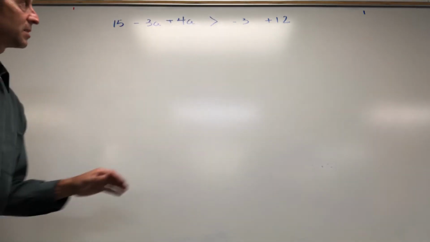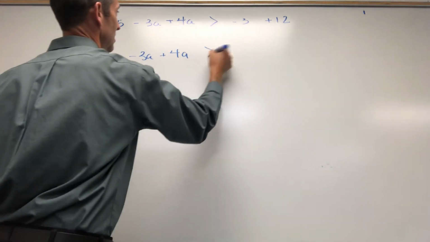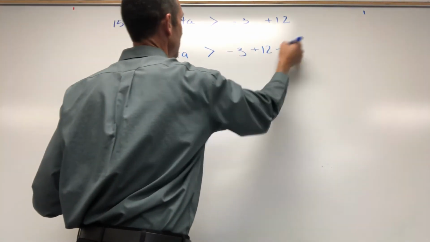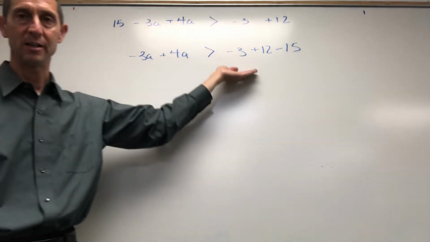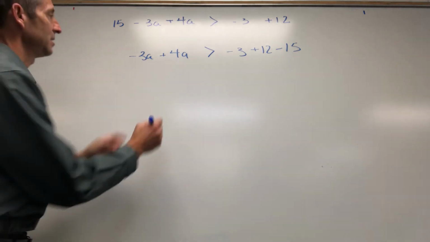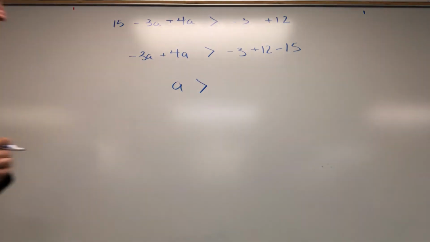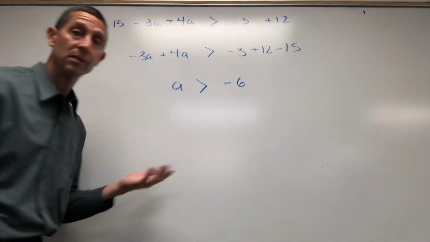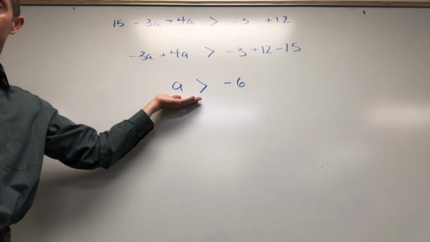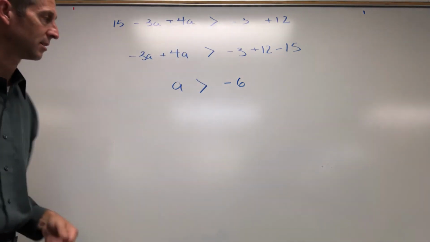Okay, so I got it back up top. I've got my a's together. Let's get that 15 over here. So I did good. I've got my like terms, a's on this side, numbers on that side. The a's turn out, oh, that's nice. That's just a. What is that going to turn out to be? Negative 6. And then there, I'm done. I've got my inequality, a greater than negative 6. I have solved the inequality, a greater than negative 6.